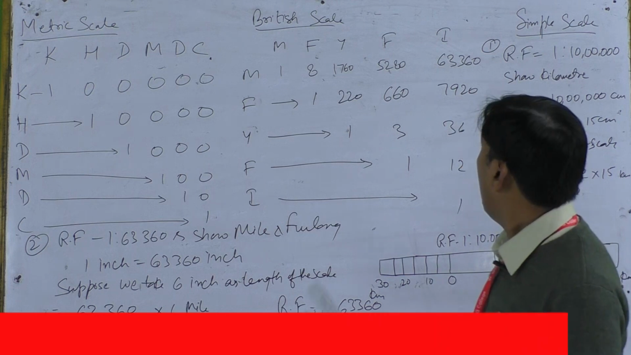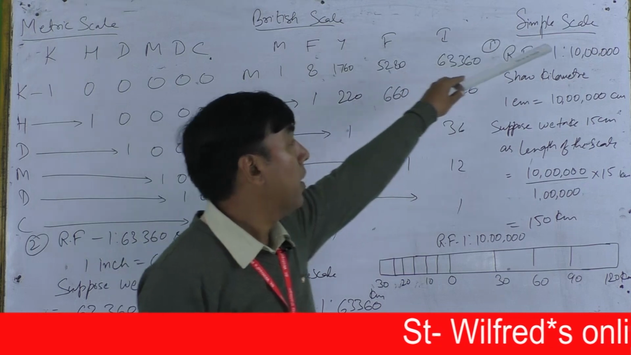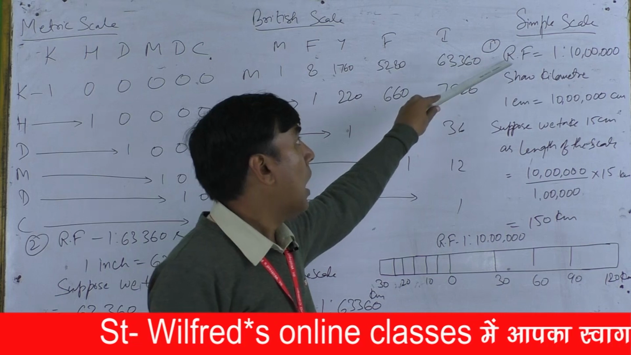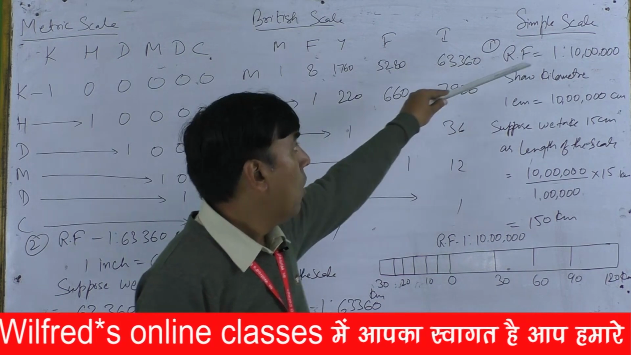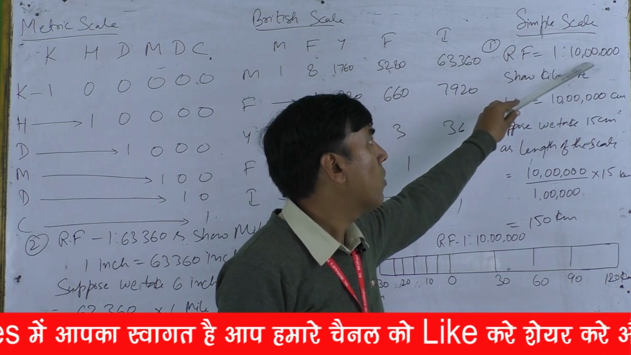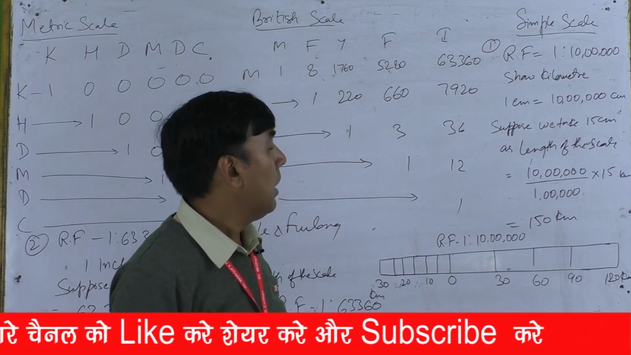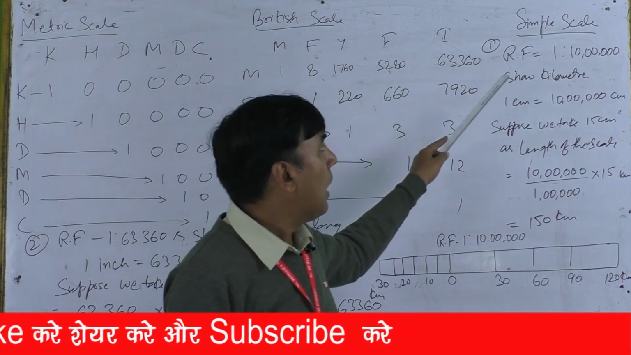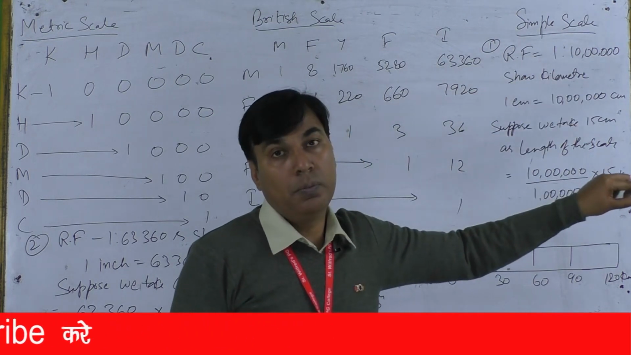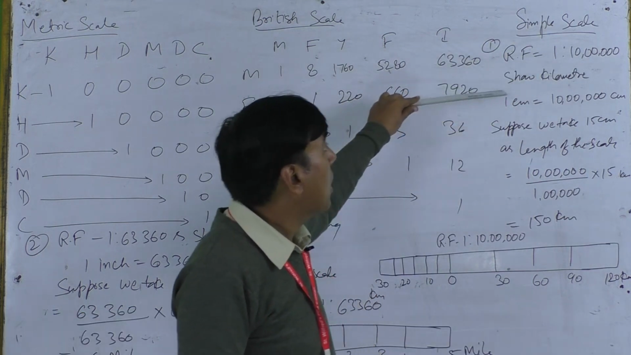Now here is a simple scale related question. If in the question we get the RF, representative fraction, as 1 ratio 10 lakh, that is 1, 10, 100, 1000, 10,000, lakh, 10 lakh, 1 ratio 10 lakh, what does it mean? It means if we draw a line of 1 unit, this unit will show that much on the actual ground. And this RF and the scale show kilometer.